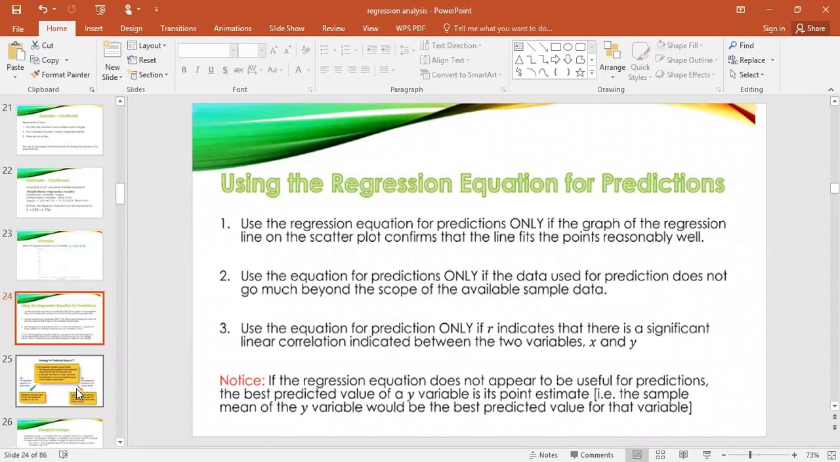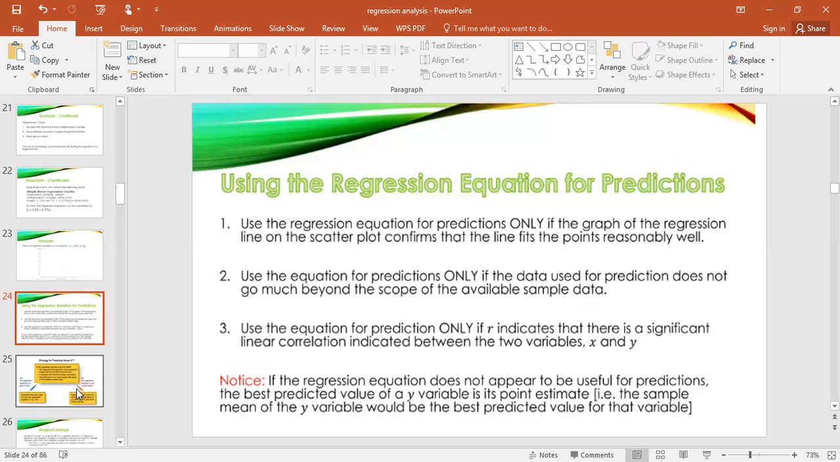Use the regression equation for predictions only if the graph of the regression line on the scatter plot confirms that the line fits the points reasonably well. Use the equation for predictions only if the data used for prediction does not go much beyond the scope of the available sample data. Use the equation for prediction only if r indicates that there is a significant linear correlation between the two variables x and y.